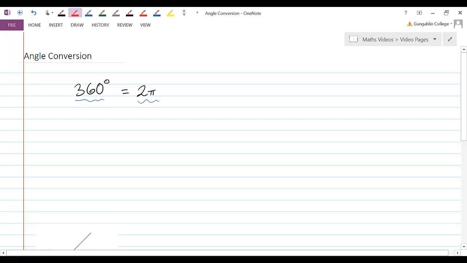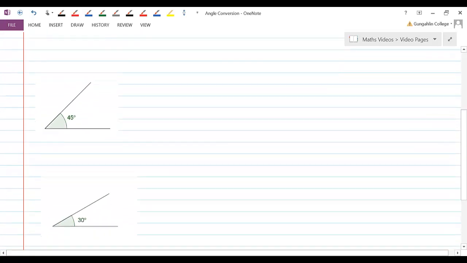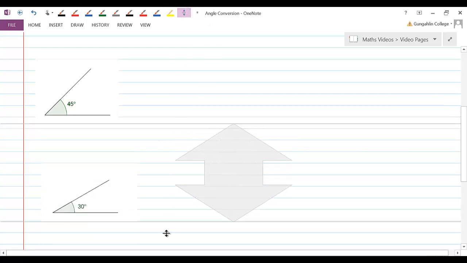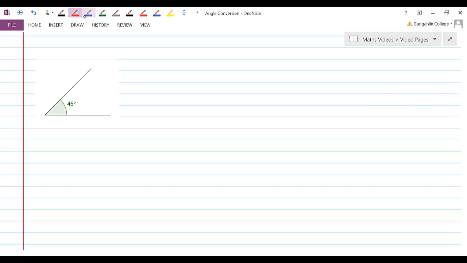So let me show you how we can do that with a couple of examples. First example we've got here is the angle 45 degrees. Now if we think about how much of a circle this is, there'd be two 45 degrees in a 90 degree angle, and then there'd be 4 of those in a full angle. So this is 1/8 of a circle.